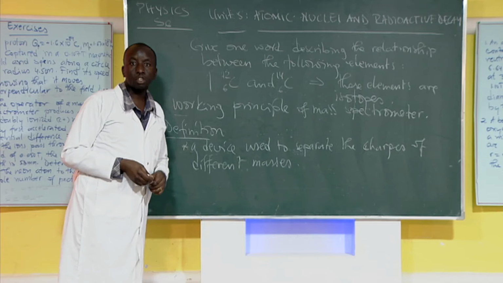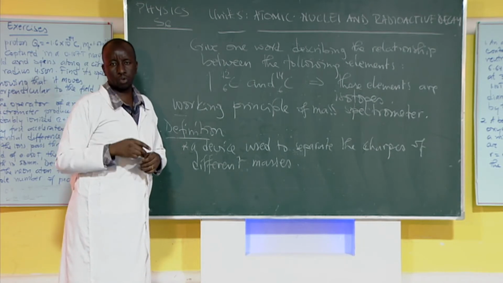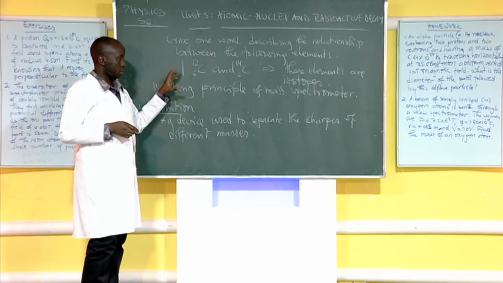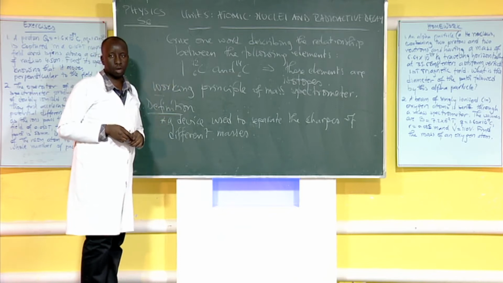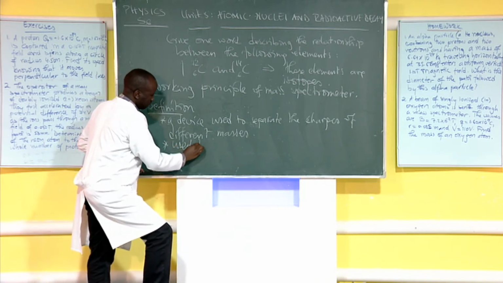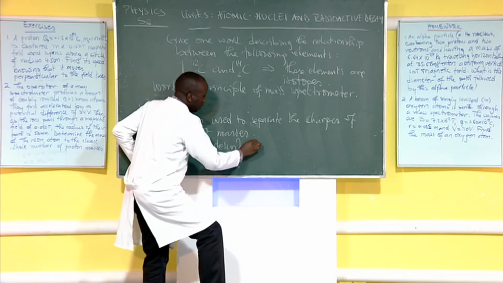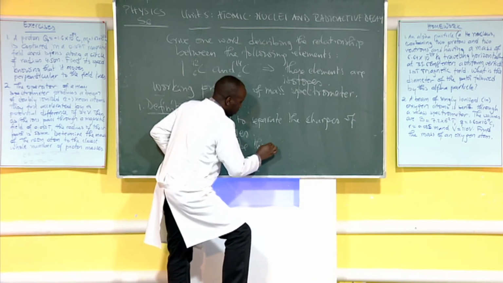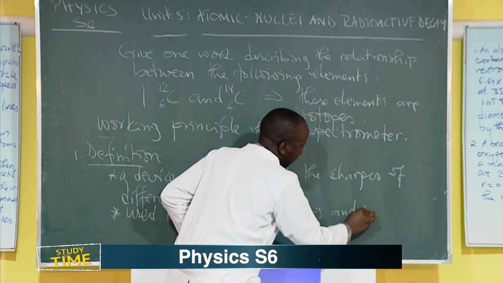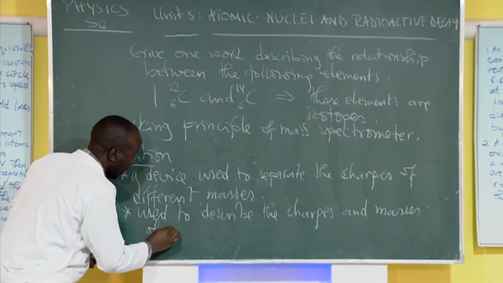A mass spectrometer, again, is used to explain the difference between two isotopes. That's why we had to introduce today's lesson starting with the word isotope. So here we have it used again to describe the charges and masses of isotopes.